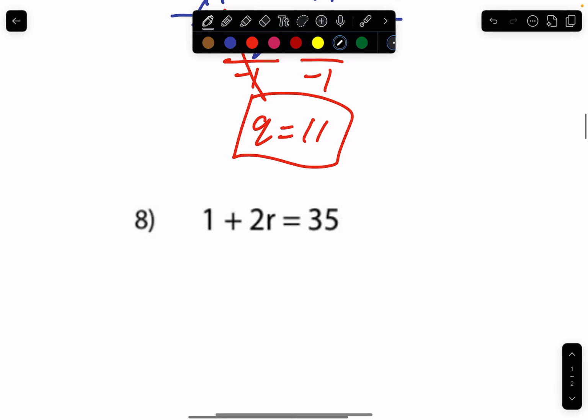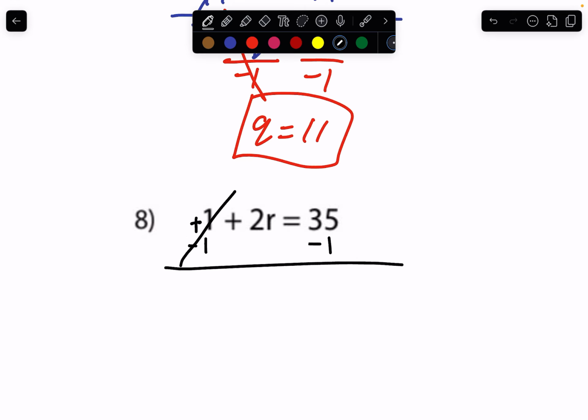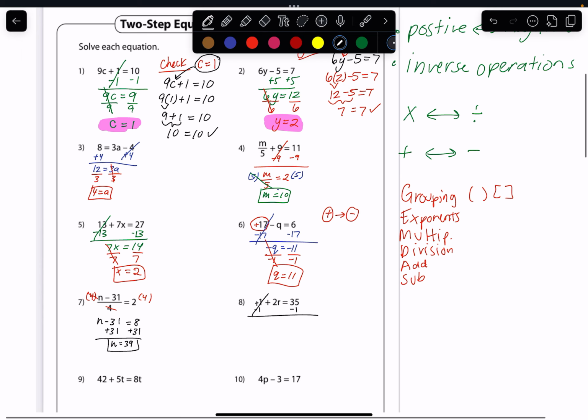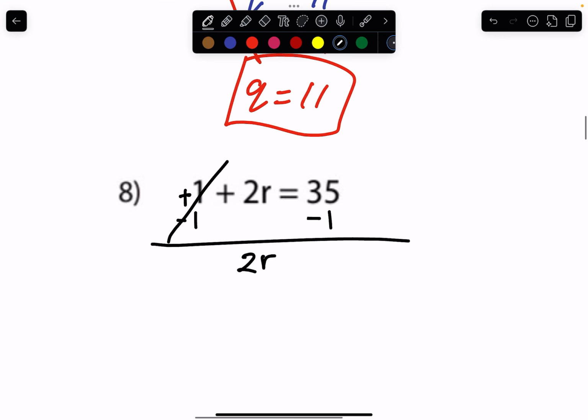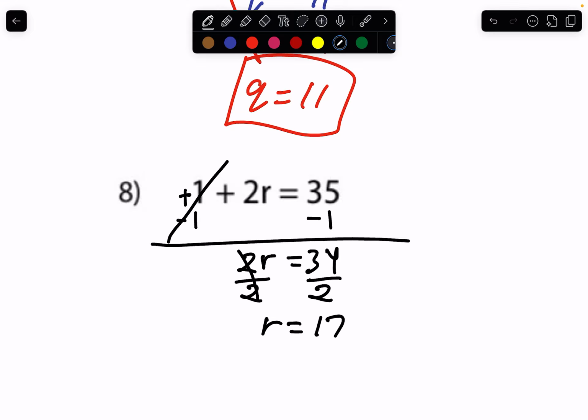Number 8, I have 1 plus 2r equals 35. Again, this is a positive number because it doesn't have a negative sign. In order to get rid of one hot Cheeto, you have to subtract it or eat it. So that cancels out, and I'm left with 2r equals 34. What this is saying is that I have 2 times some number that gives me 34. So I take the opposite of multiplying, divide by 2, and I get r equals 17.